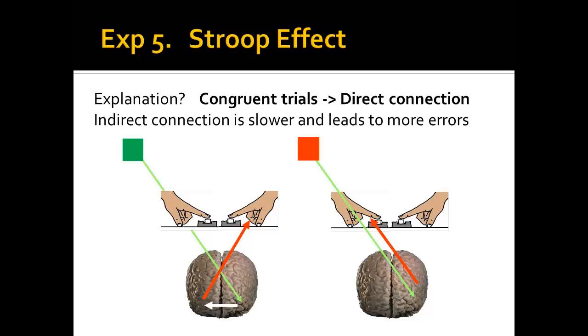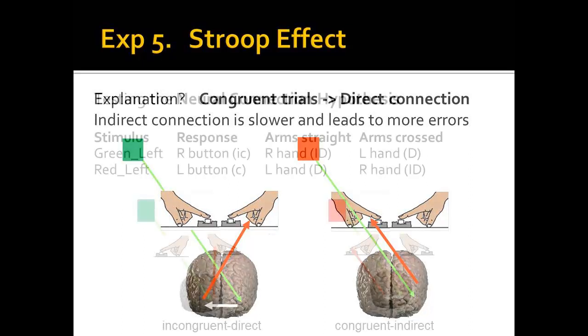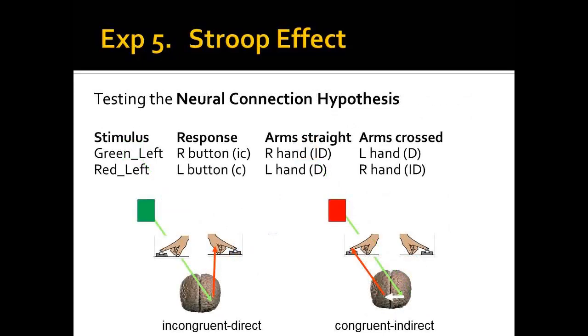Now, at first, this seemed like a very good explanation. But now, here's the wonderful creativity of cognitive psychologists. If this direct neural link hypothesis is correct, we should be able to reverse the Simon effect by simply reversing our hand position. After all, if you were to perform the Simon task with your arms crossed, it is the incongruent trials which should then have the direct neural connection. And that's why you all perform the Simon task twice, once with your arms held straight and once crossed.